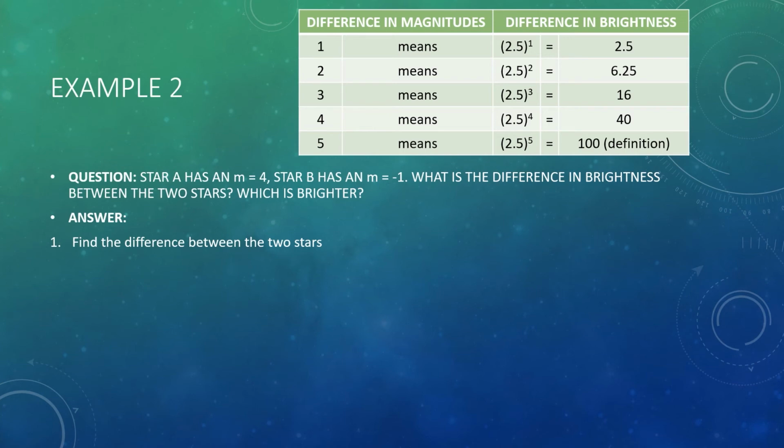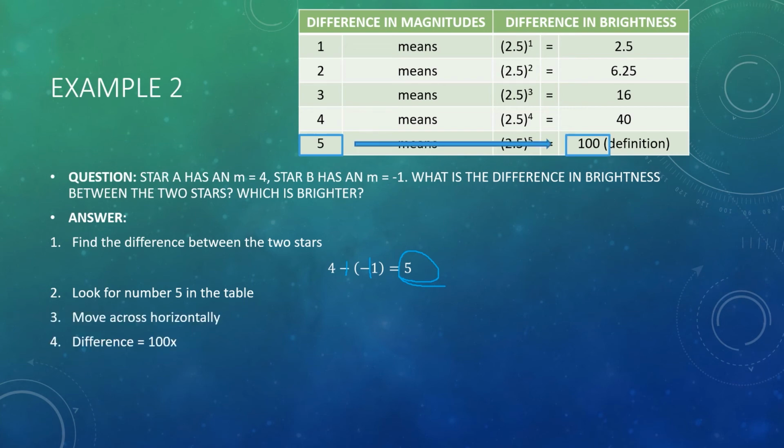So in this one, star A has an apparent magnitude of 4. Star B is -1. What is the difference in brightness between the two stars? Which is brighter? So first, find the difference between the two stars. 4 minus -1, so it becomes plus, and that's how you get 5. Now I want you to find 5 in the table, and you're going to go directly across, which should give you a difference in brightness. So your difference is 100 times in this instance.